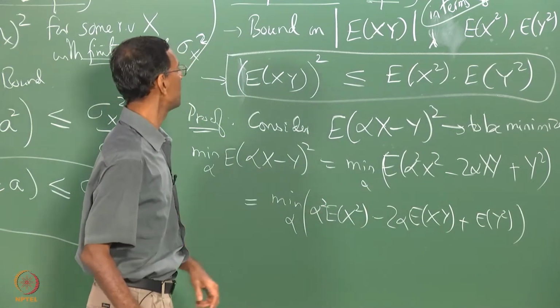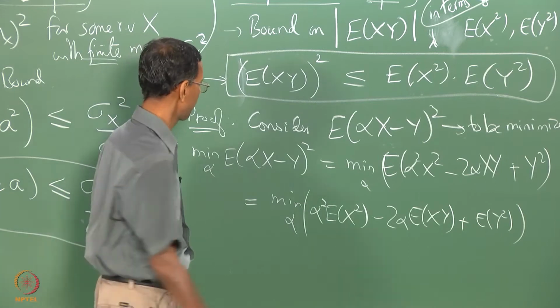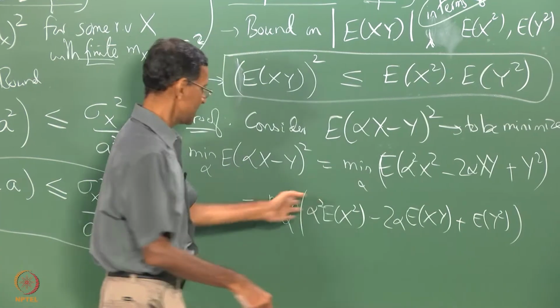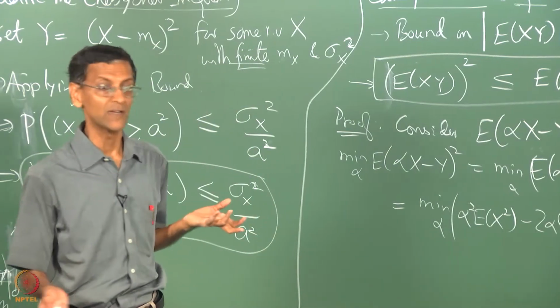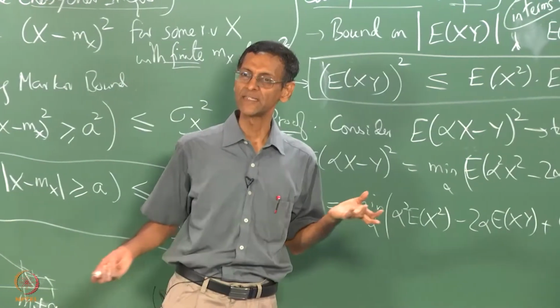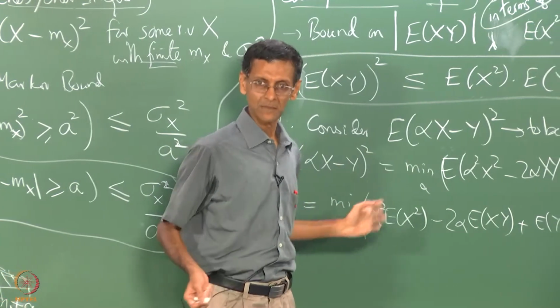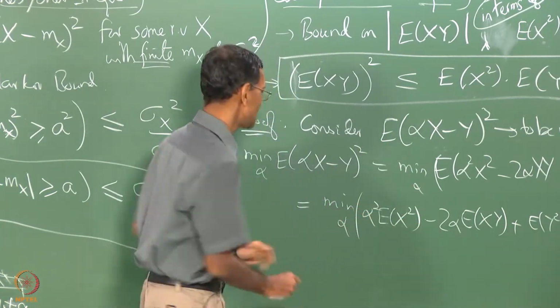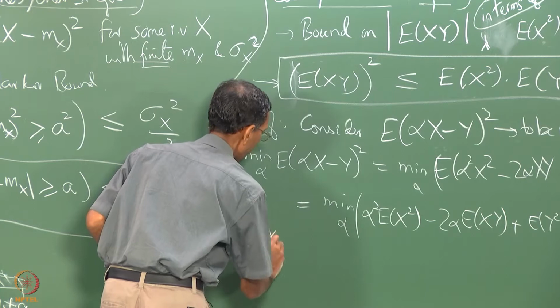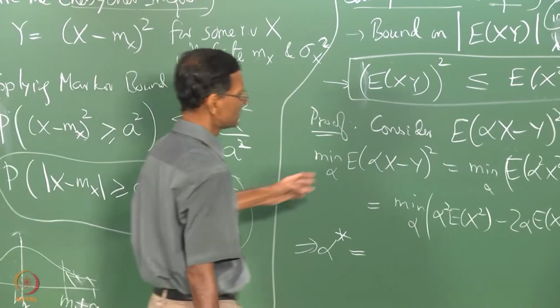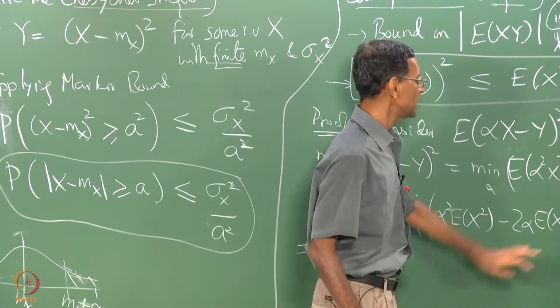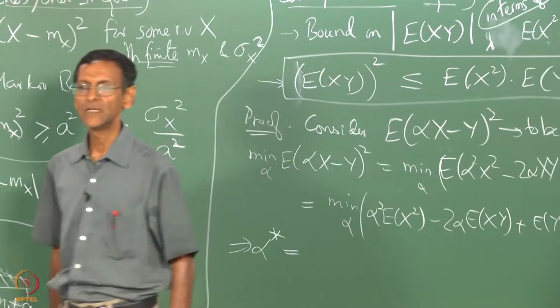So what is this optimum value of alpha? To get this, it is a simple real valued minimization problem over one real variable, the simplest minimization problem anybody can ever attempt. All you have to do is differentiate and set to zero. So what is alpha star? The optimum value of alpha is simply E of xy divided by E of x squared, isn't it?